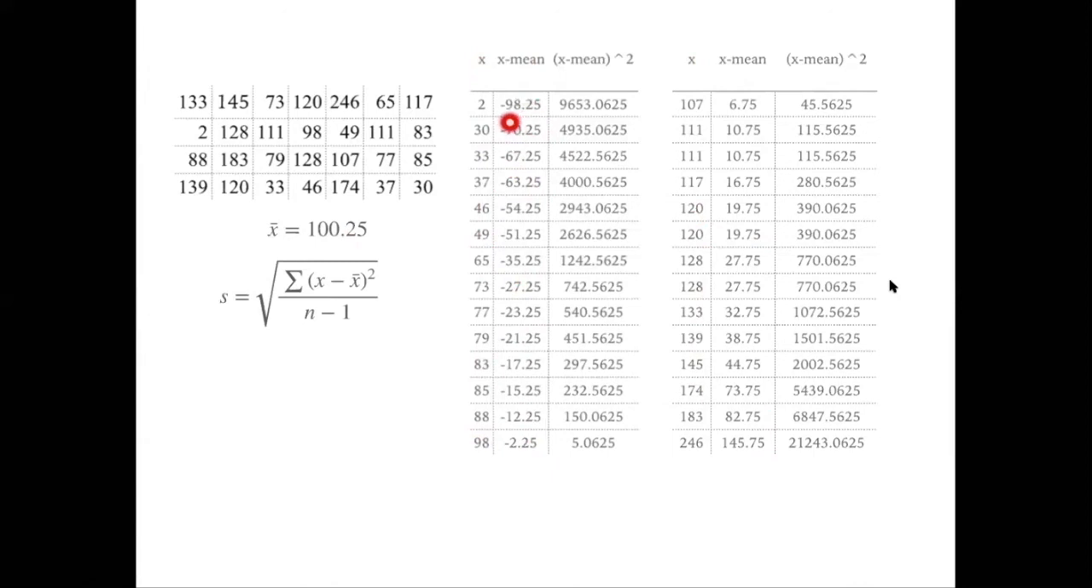So negative 98.25 squared is 9,653.0625. So you go through and you do all of this. And then we're going to add up this third column. We take these sums, that gives us that value there. Our denominator, number of data values minus 1, 28 minus 1. So we're going to do subtraction, then division, then take the square root, and we get 52.113569.